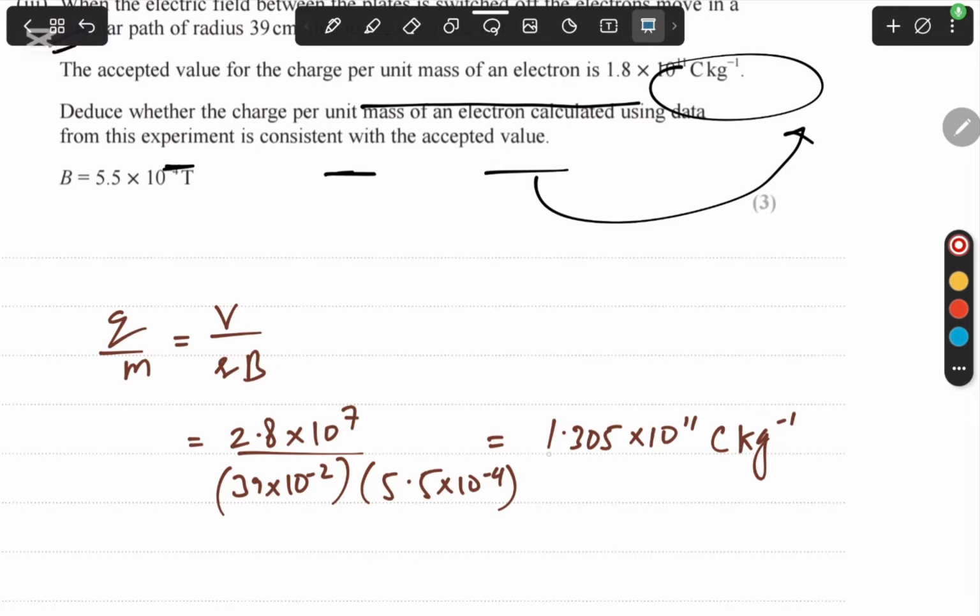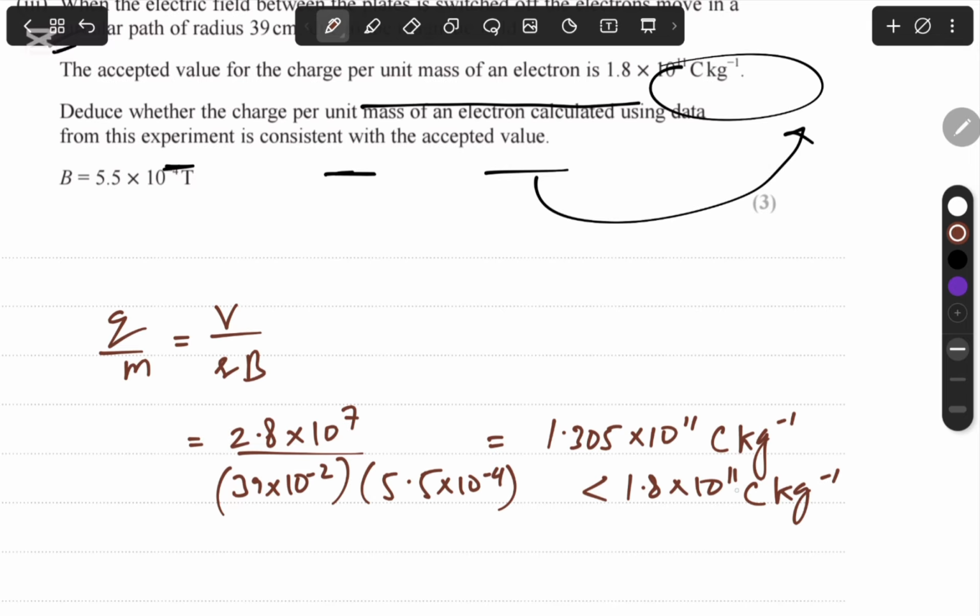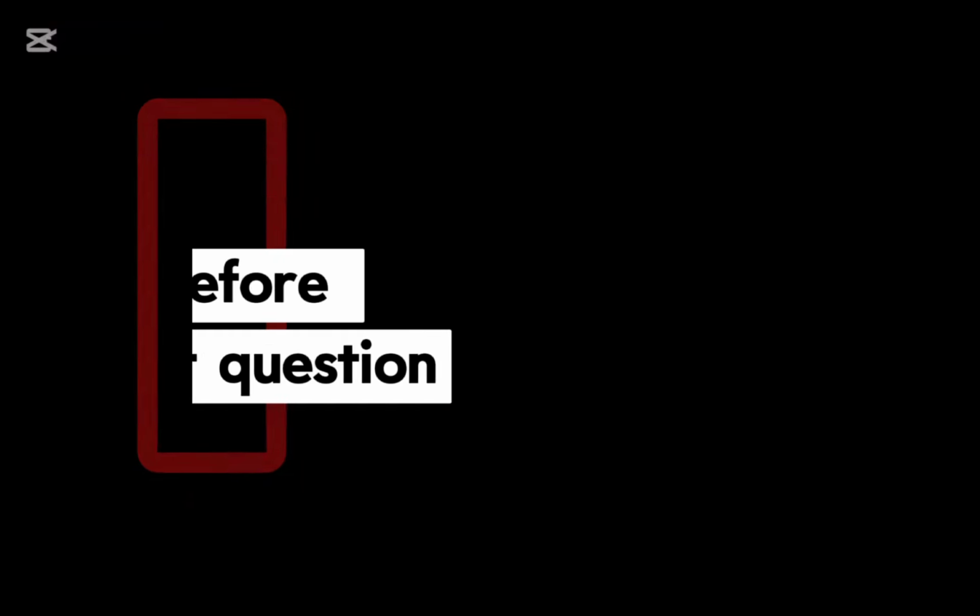That's going to get you 1.305 times 10 to the power of 11 coulomb per kg, and that's going to be less than 1.8 times 10 to the power of 11 coulomb per kg. So it is not consistent with the accepted value. So not consistent with accepted value. That's going to be the answer.